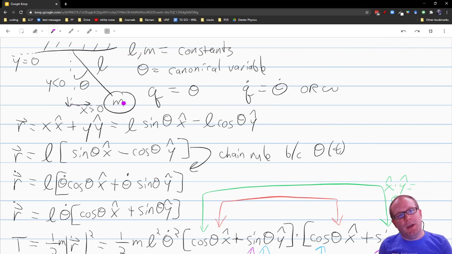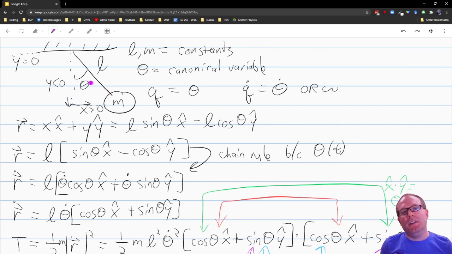If x goes to the right, it'll be positive. If it goes to the left, it'll be negative. Y, we're going to assume by default is negative because it's dropping down this way. So when we go to set up our x and y components, x is going to be L sine theta, and y is going to be negative L cosine theta. This negative just comes from the fact that y is dropping down by default.